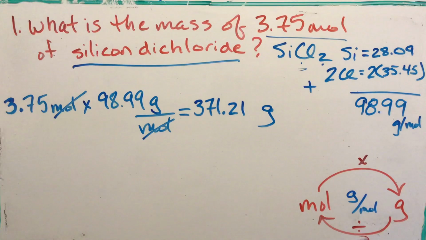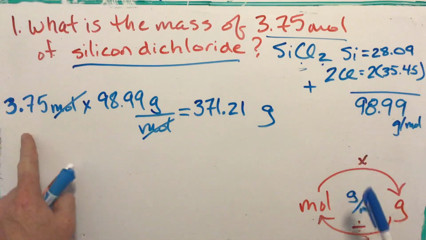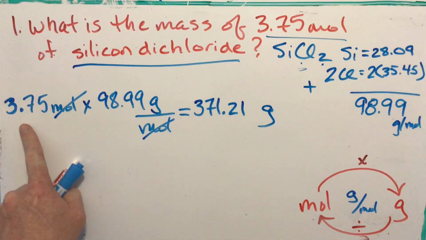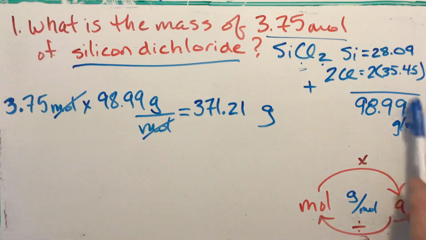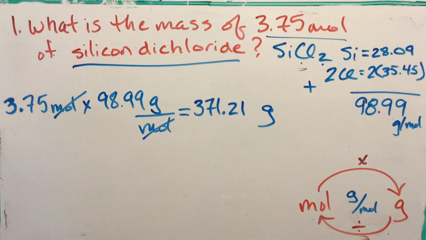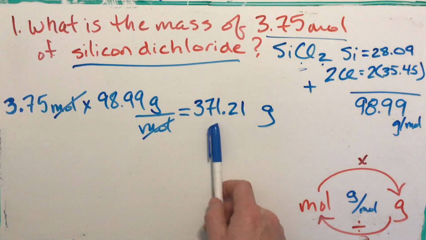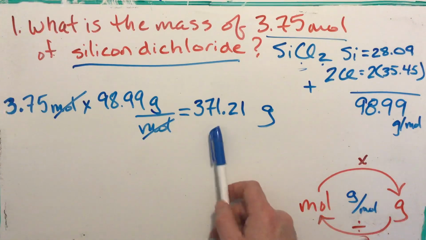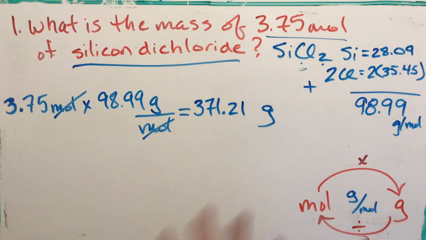So it makes sense in my head. That's something to do when you're finished these. Think, or even before, think, what roughly should I be? As soon as I get this and I realize, okay, I've got almost 4 moles, each mole is almost 100. My answer should be 300 and something, close to 400. So my answer makes sense. All right. So that's the first example. Pause the video, get this down if you need to right now. I'm going to erase it and we'll do another one together.